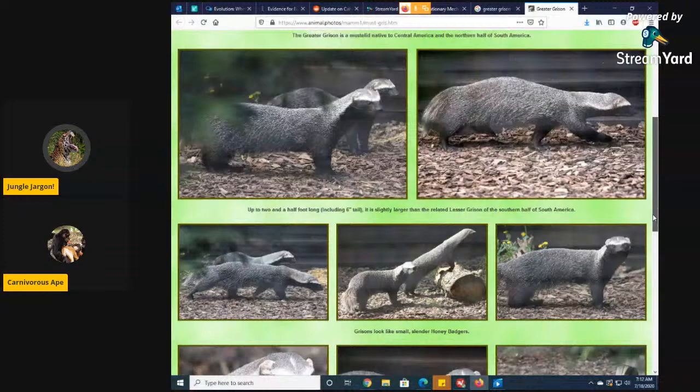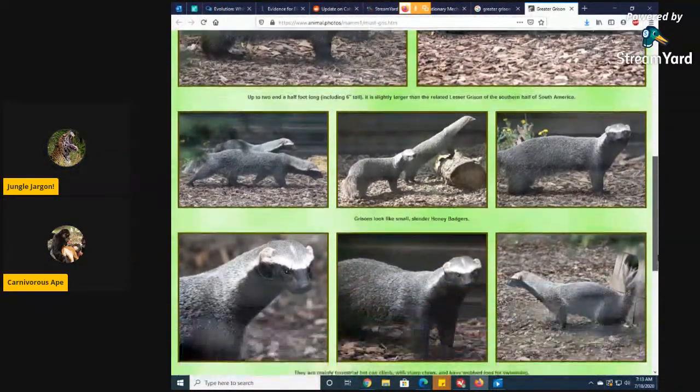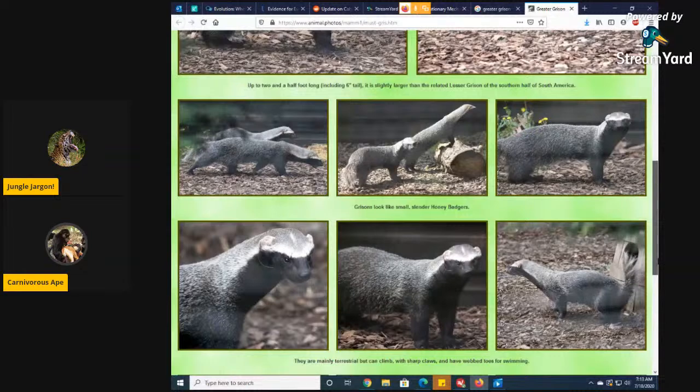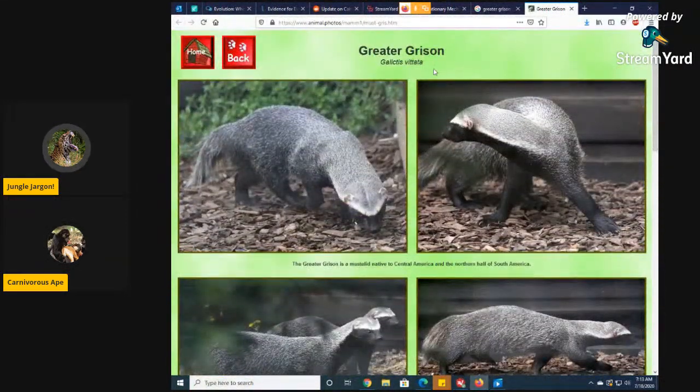It was separated from the honey badger when South America broke apart from Africa. Yeah, like millions of years ago. The same time when the jaguar was separated from the leopard. Yeah, 100 years after the global flood. Anyway, bullshit. Moving right along.